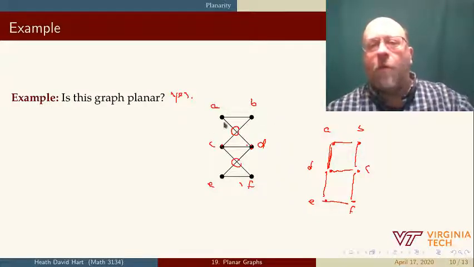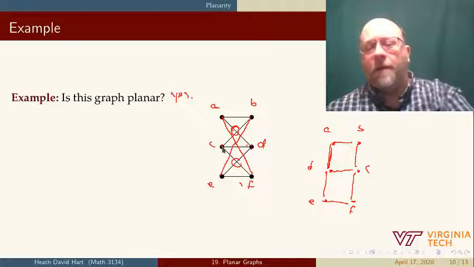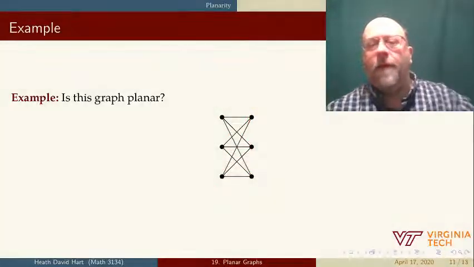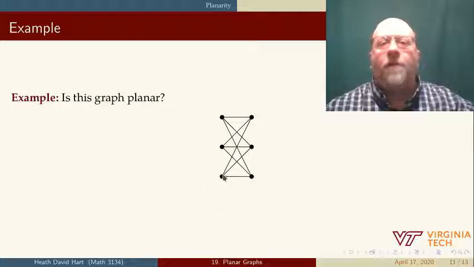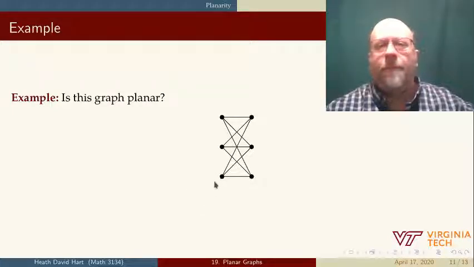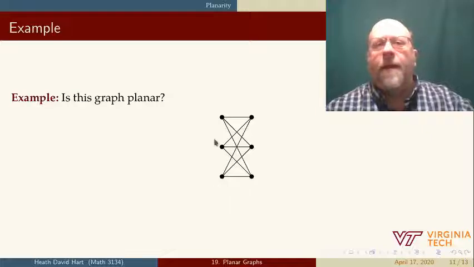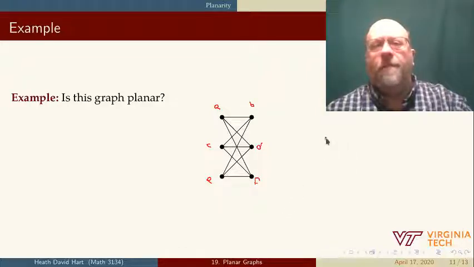But what if we added some more edges to this graph? What if I not only connected crisscrossed here between AD and BC, but what if I also drew the connection from A to F and B to E? Let's look at that example. Is this graph still planar? If I did the trick I tried before, of switching C and D, let's see what happens.